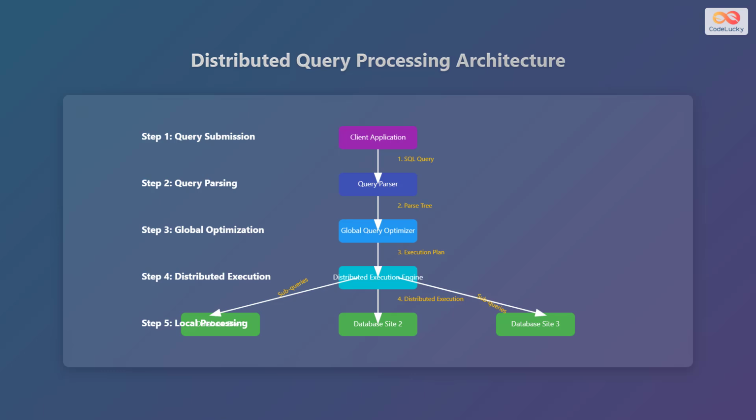This execution plan is then handed off to the distributed execution engine, which coordinates the execution of the plan across the different database sites. Finally, the database sites perform local processing on the data according to the execution plan. There are arrows that point to the successive layers. First arrow is from the client application towards the query parser. Second arrow is from the query parser towards the global query optimizer. Third arrow is from the global query optimizer to the distributed execution engine. There are 3 database sites that the distributed execution engine communicates to.